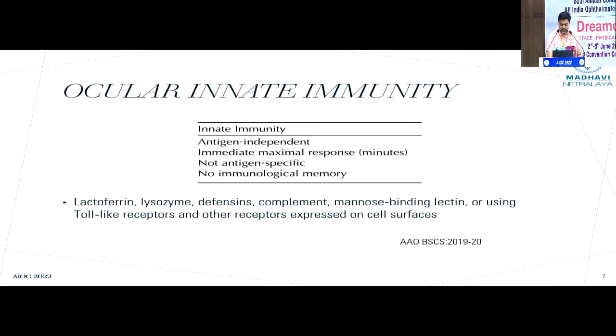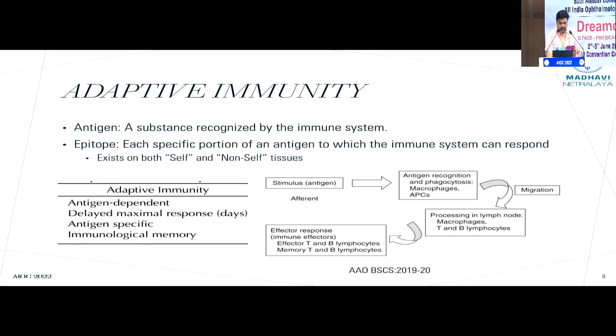So innate immunity is an antigen-independent reaction having an immediate maximal response, which is not antigen-specific, and there is no immunological memory. These are derived from lactoferrin, lysozymes, defensins, the complement system, mannose binding lectins, all the pathological mechanisms that are possibly there. In contrast, adaptive immunity requires an antigen, which has to be recognized by the immune system. So it is very specific.